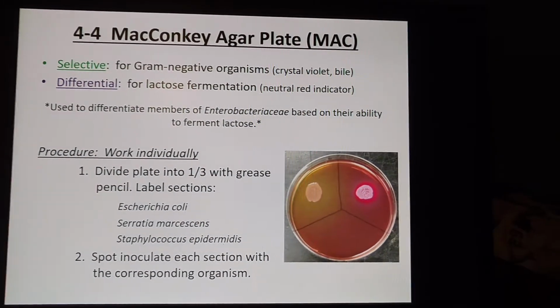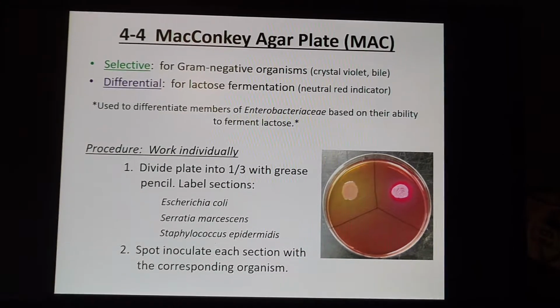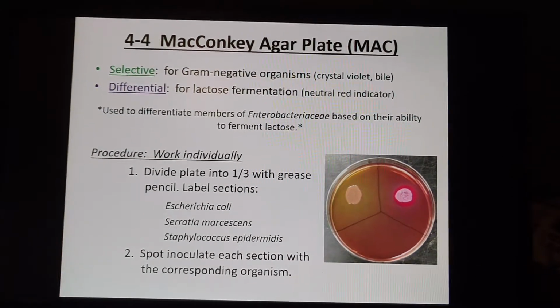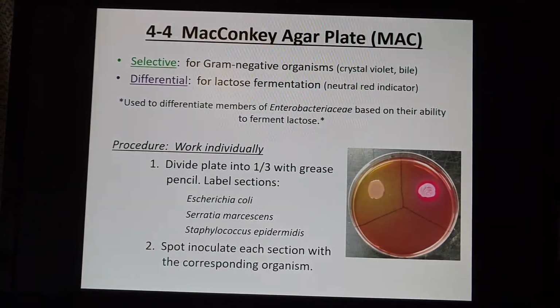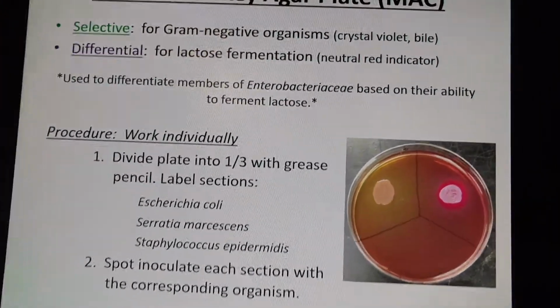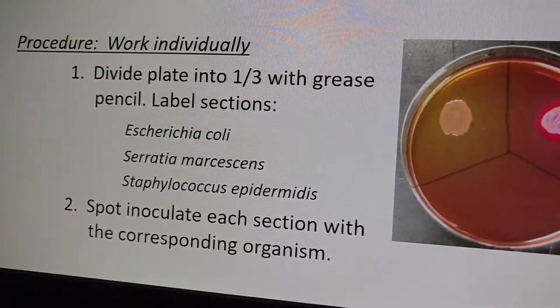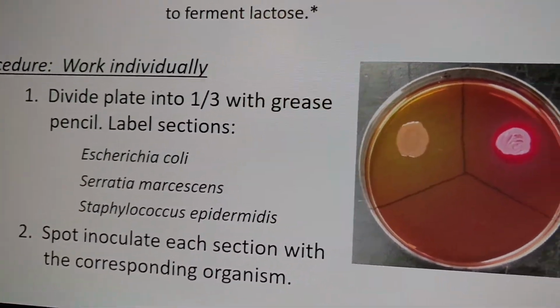It's selective for gram-negatives. The crystal violet and bile present in this medium will allow for growth of gram-negatives, but not allow for growth of gram-positive bacteria. For lactose fermentation, the neutral red is the pH indicator. Now when you look at the one on the left, this would have been inoculated with 2 gram-negatives and 1 gram-positive.